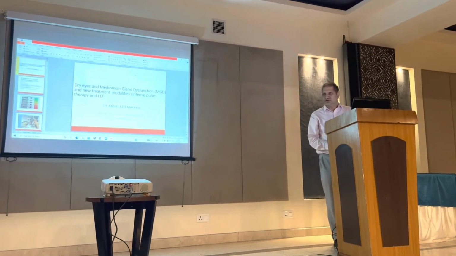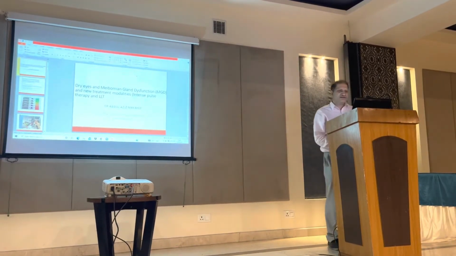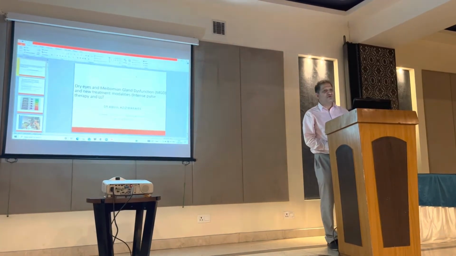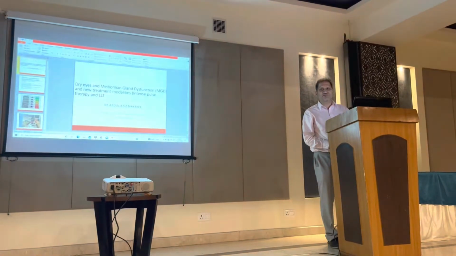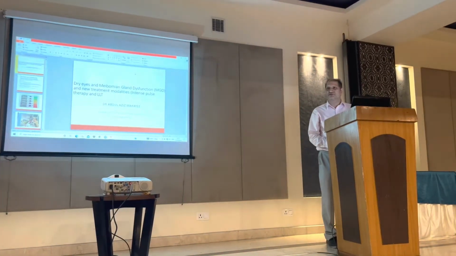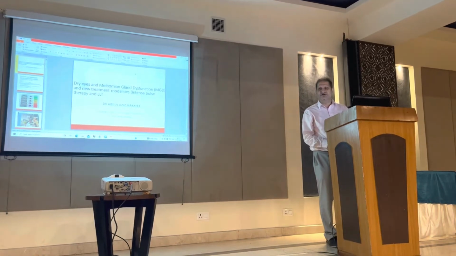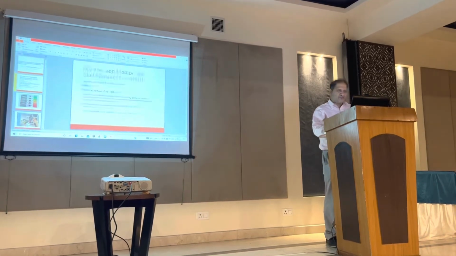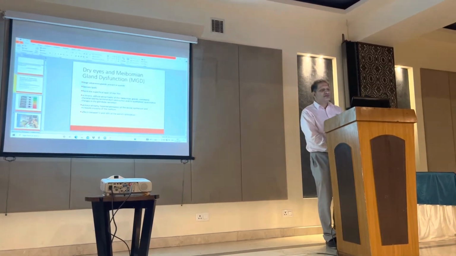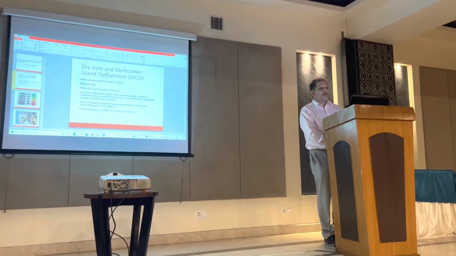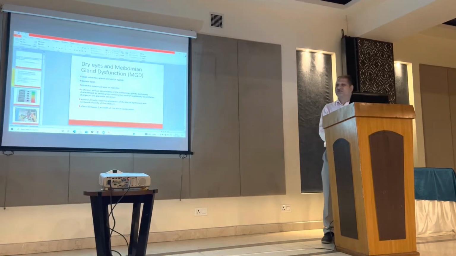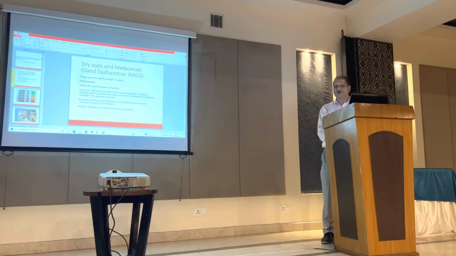So meibomian gland dysfunction forms 80% of dry eye. And as we know, the prevalence at present is around 30 to 50% of the population. That's a very high percentage of the population having dry eye. So dry eye and MGD are very common in the population, and around 80% of dry eyes are due to meibomian gland dysfunction, or evaporative dry eye.